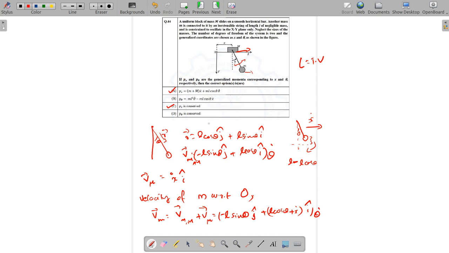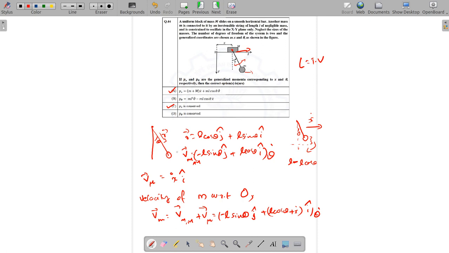So how to find out the kinetic energy? We start from the small mass first. For the small mass m, you can write down a position vector starting from this point. If you look from here, the position of small m will be L cos theta j cap plus L sin theta i cap, and the velocity with respect to that point, take the derivative with respect to time.